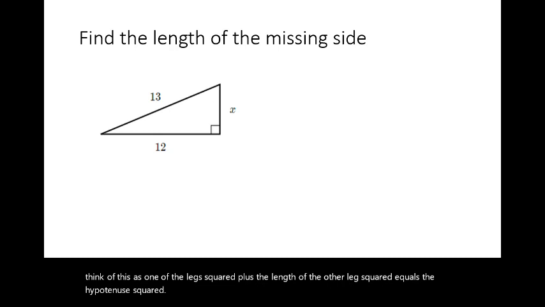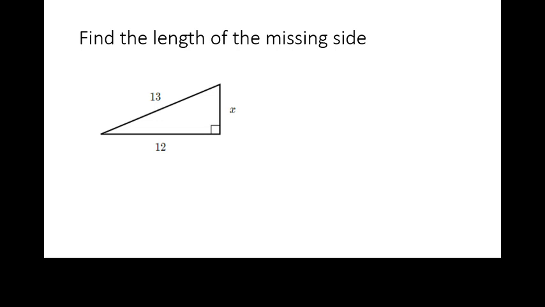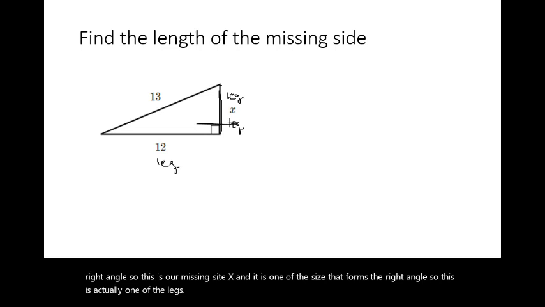So what we're going to do is use the Pythagorean theorem and use square roots to find the length of this missing side. Now the first thing that you should do is identify whether the missing side is a leg or the hypotenuse. The legs are the sides that form the right angle. So this is our missing side x, and it is one of the sides that forms the right angle, so this is actually one of the legs. The other leg is 12, and the hypotenuse is 13.